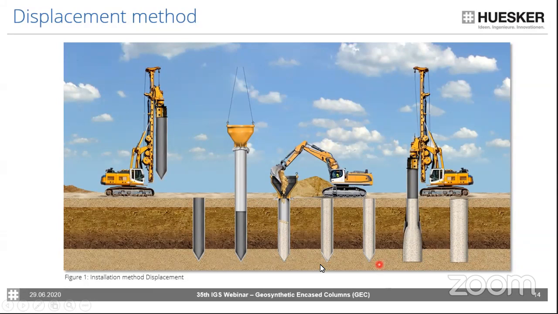And here again, you can see that the column needs to be installed down to the level of a bearing element. So we must not forget that this is an end bearing element.